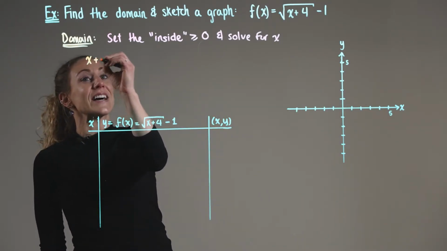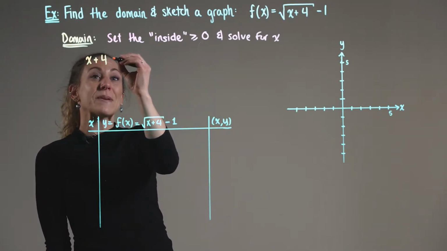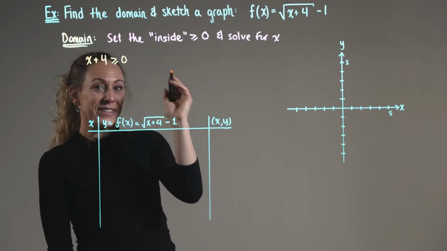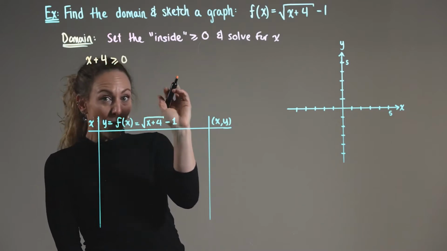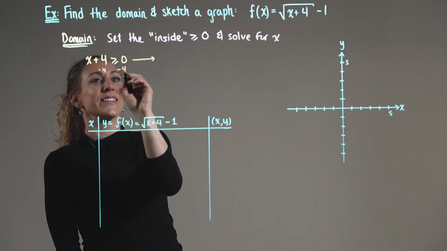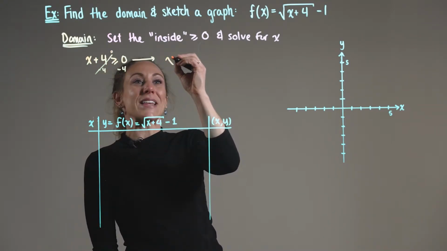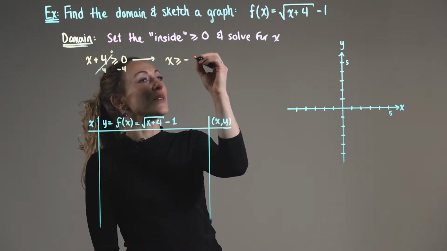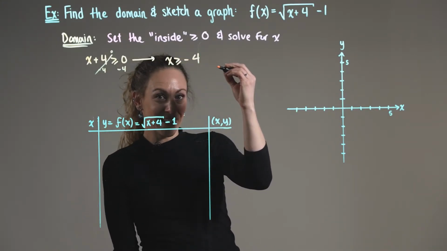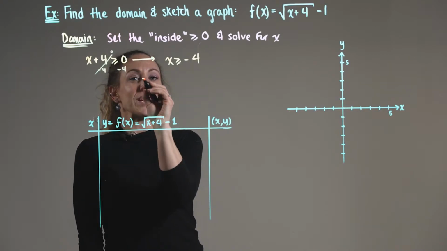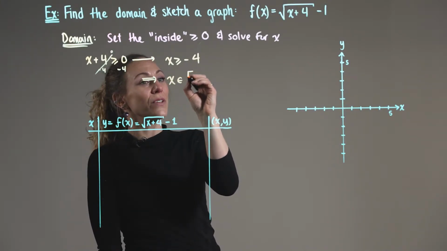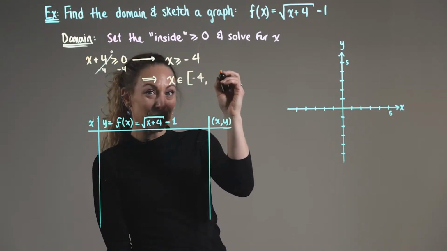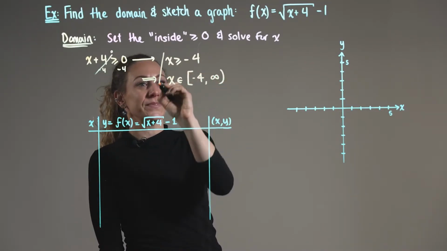So we have the inside, x plus 4, must be greater than or equal to 0, and we want to isolate x. So we can subtract 4 from both sides here, leaving us with x is greater than or equal to negative 4. Or in other words, in interval notation, we can say that x is an element of the interval from negative 4 to positive infinity.